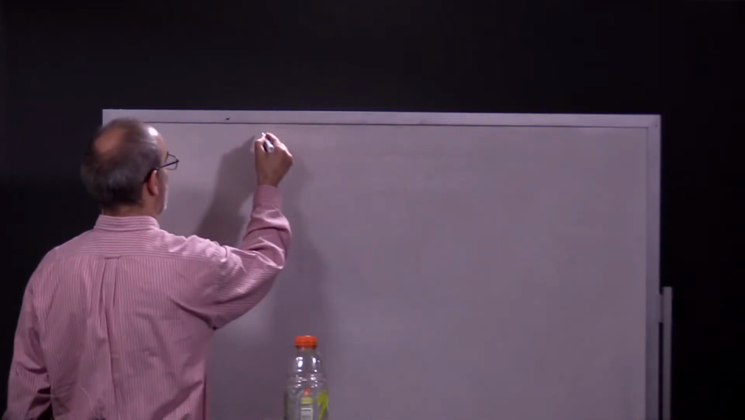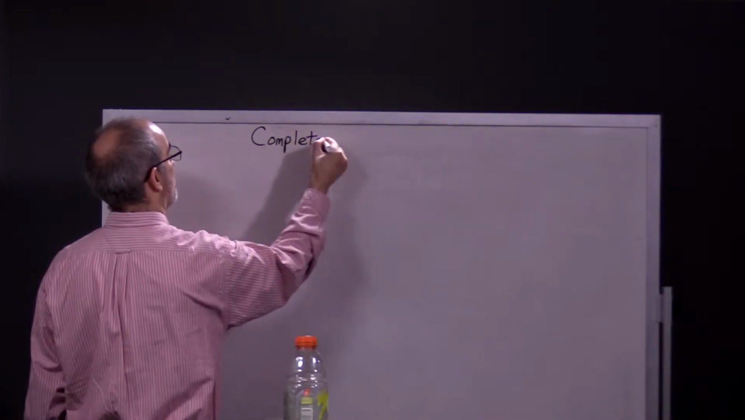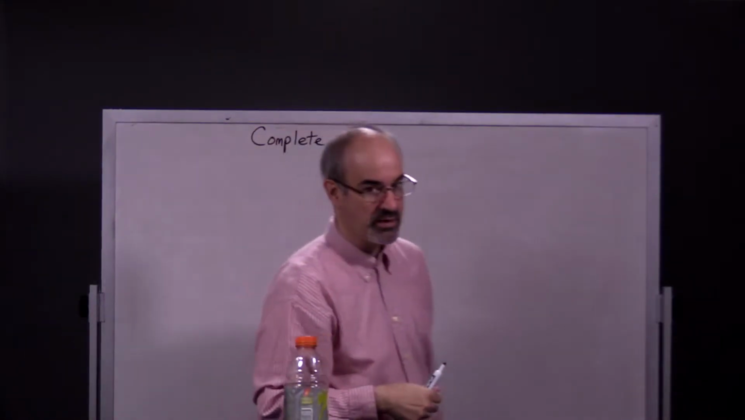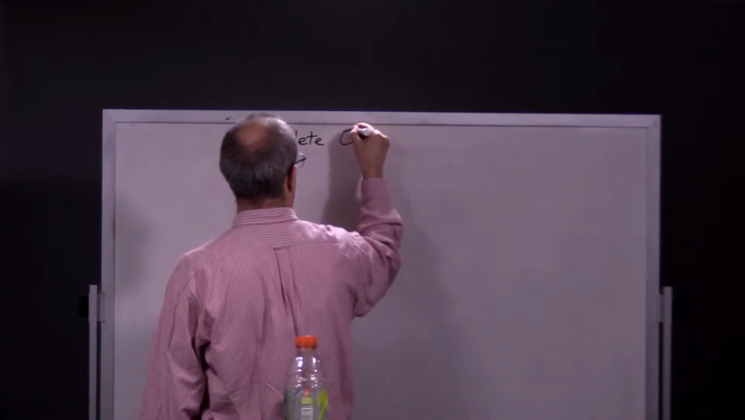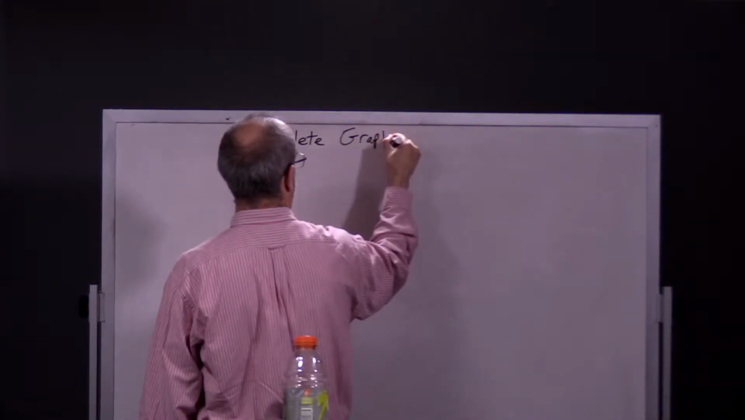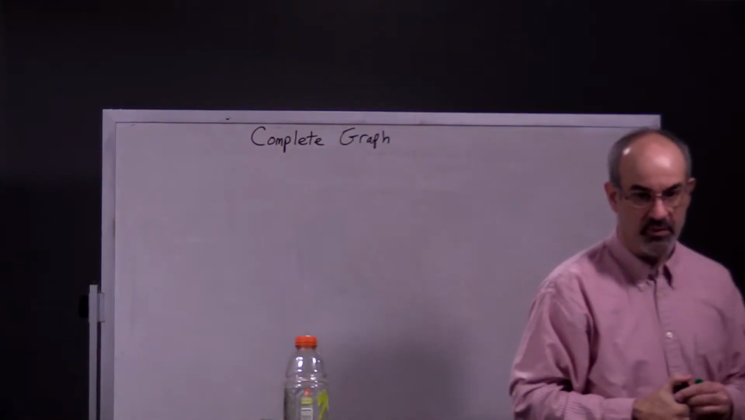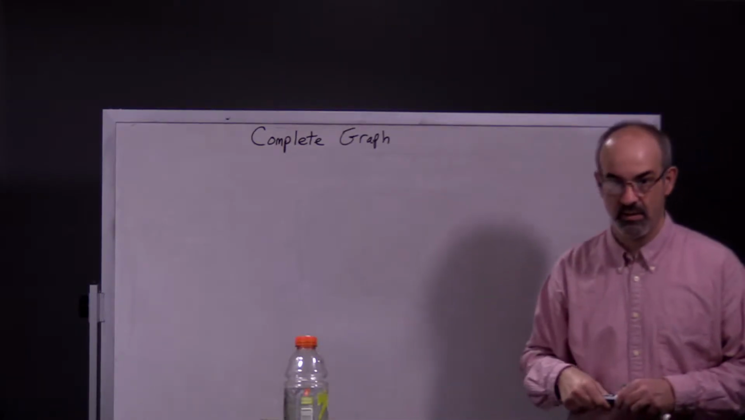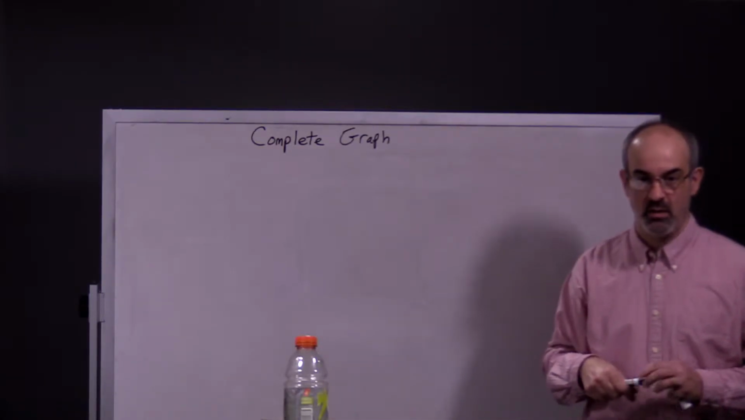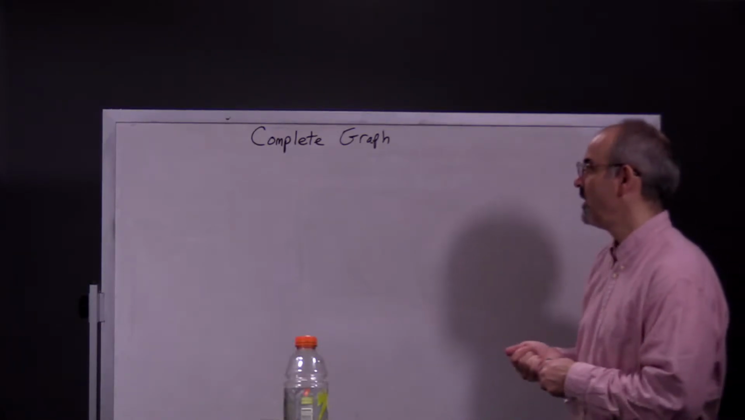It's a type of connected graph. It's the type of graph that we're going to be talking about when we talk about traveling salesperson problems. So a complete graph is a graph where every vertex has an edge going from it to every other vertex in the graph.